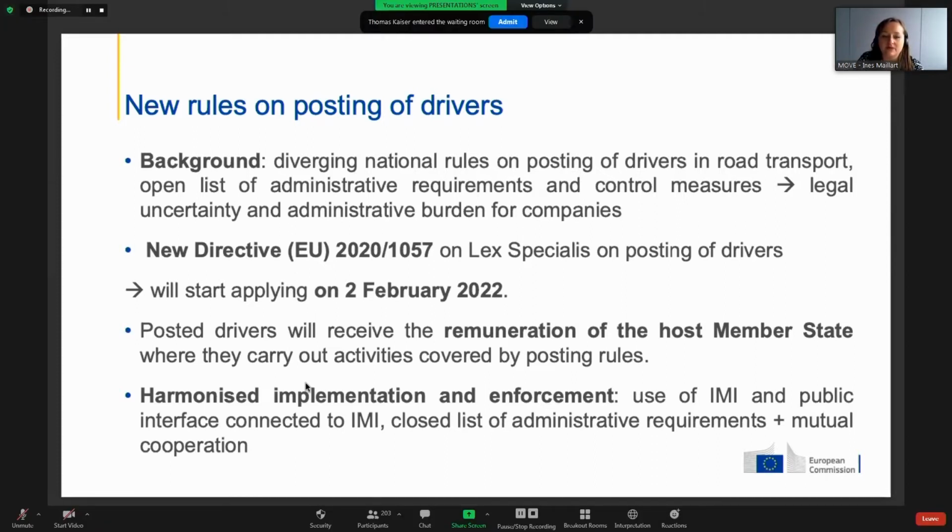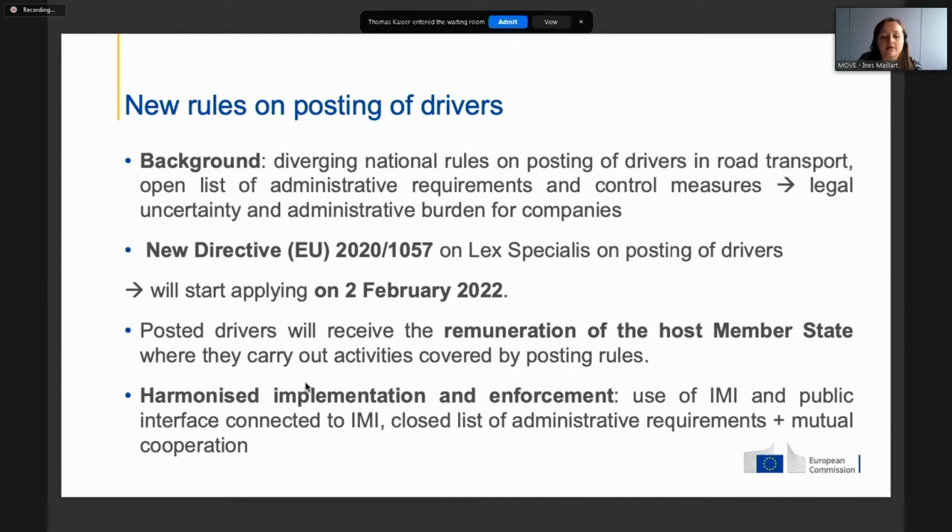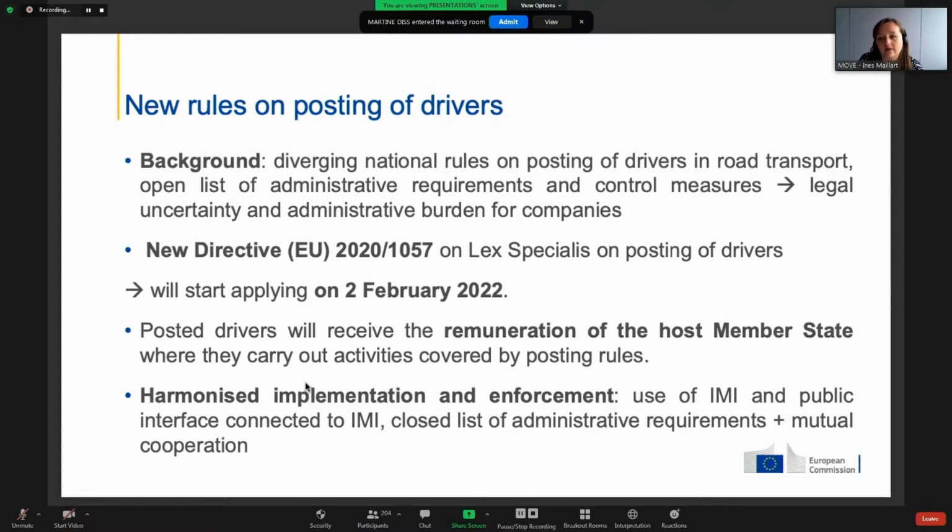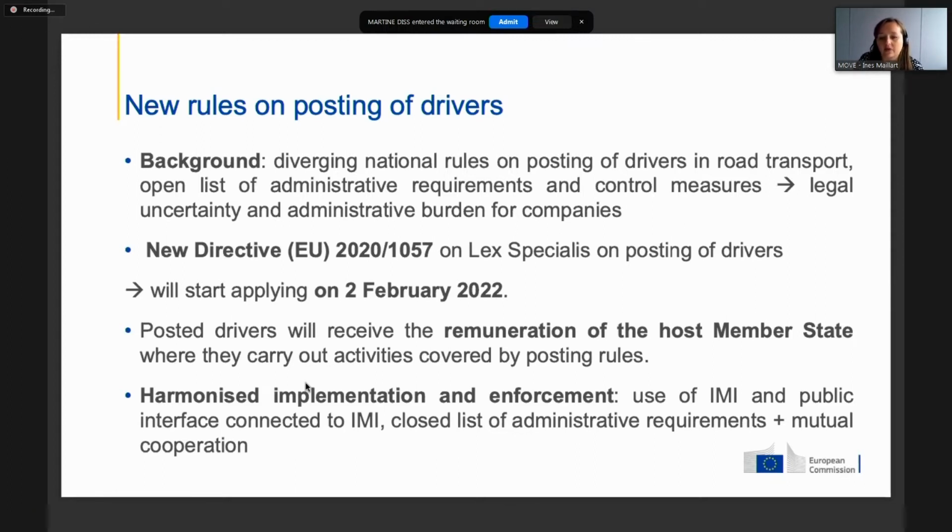The main principle is still the same. The drivers will receive a remuneration where they are of the host member state where they are posted when they carry out activities that make them fall within the scope of posting rules. We'll not go into detail about when they are and when they are not posted, because it's something we will issue a question and answer on, and we are discussing really in detail in our expert group. But basically, the main principle is the link between the member state of establishment and the country of the posting.